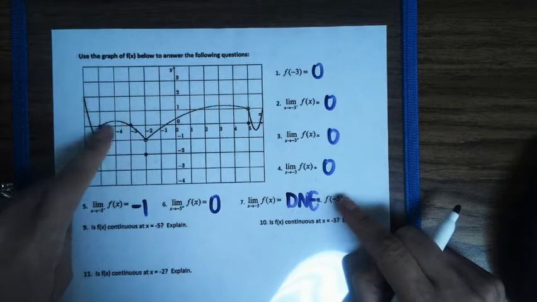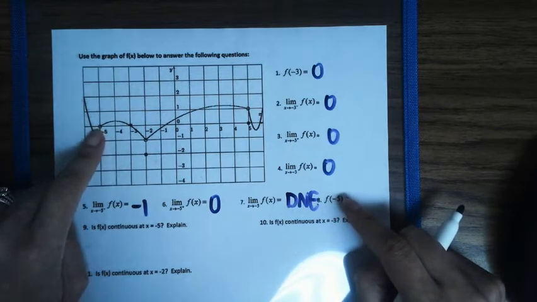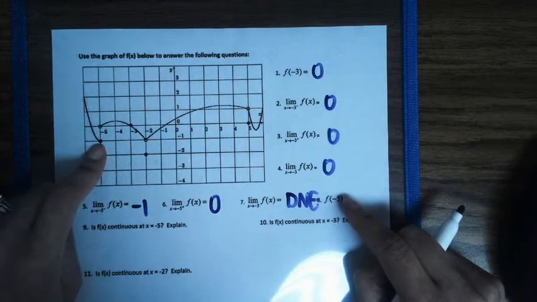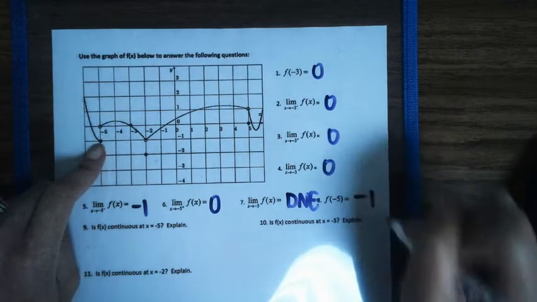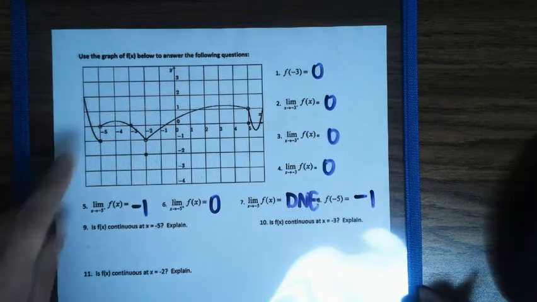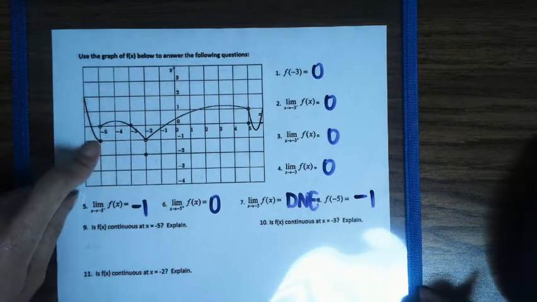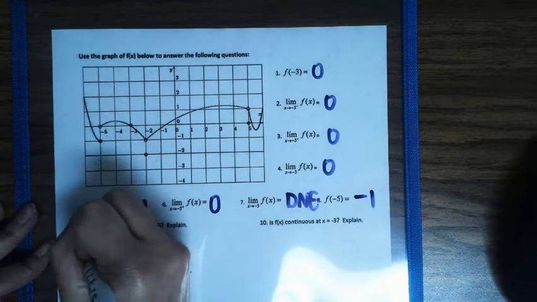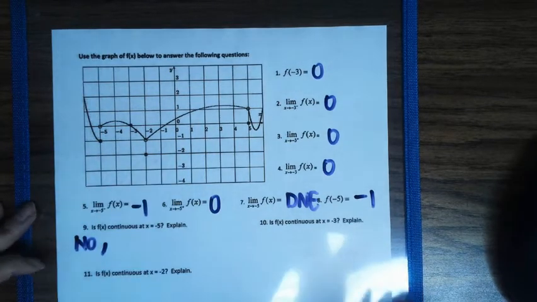F of negative 5, you know that it's a simple function, so obviously it's not going to be this one because it's open. You are going to look for the shaded one, so it's going to be negative 1. Is f of x continuous at x equals negative 5? What do you see here? Is it continuous? Clearly it's not. So no, it's not continuous.